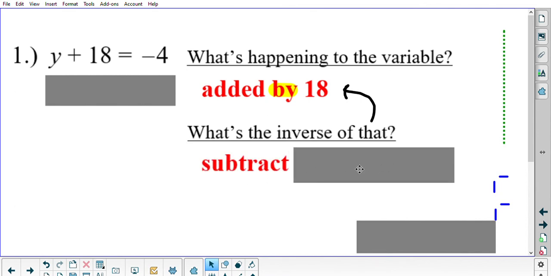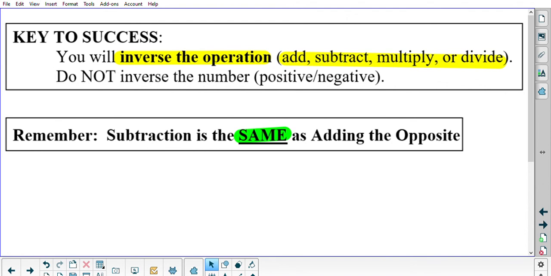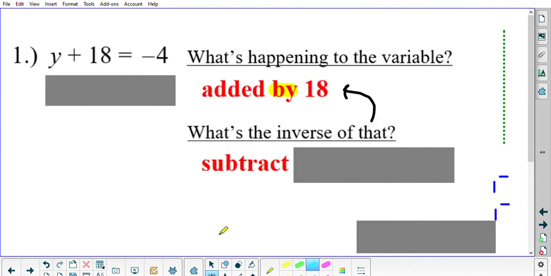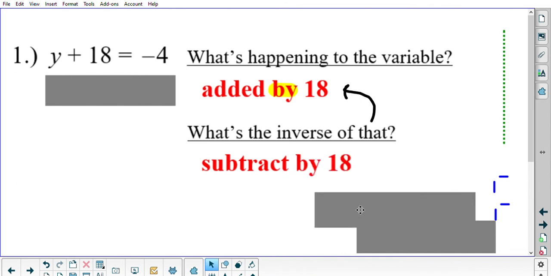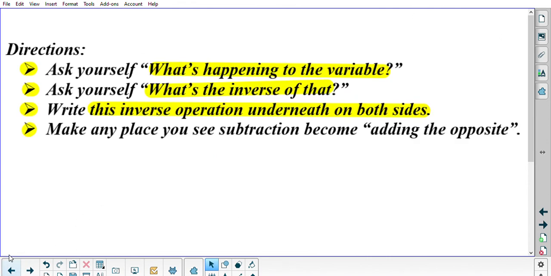Now, should I also make the 18 change to a negative? No. Remember what I had here in the key to success. We will inverse the operation. We will not inverse the number. So, back to problem number 1. If the variable was being added by 18, then the inverse of that is to subtract by 18. You are not making the 18 become its additive inverse. You're not going to make it become a negative here just because it was positive. No, no, no, no. The inverse of adding is subtracting. That's what gets inversed.